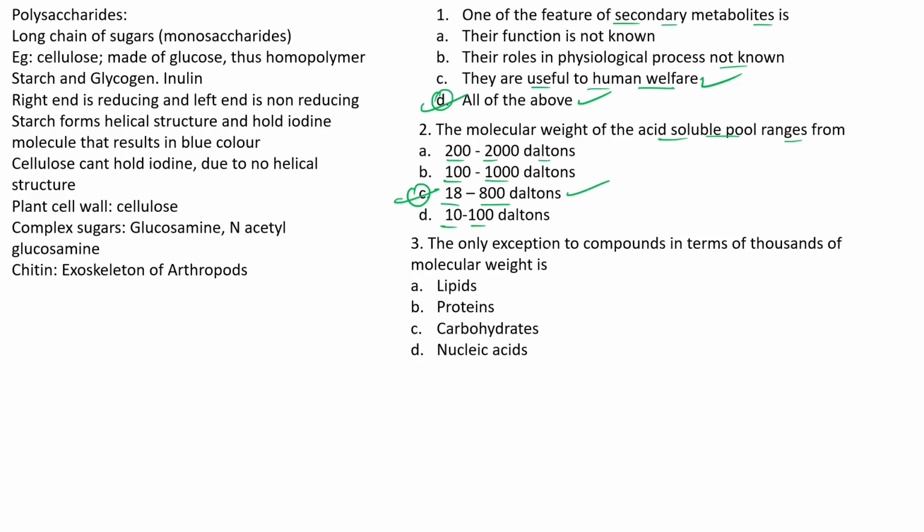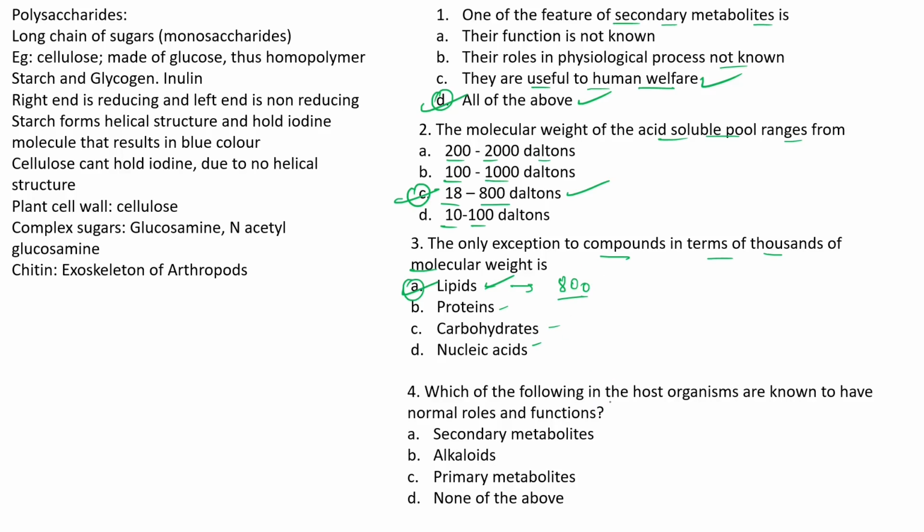Moving on, the only exception to the compounds in terms of thousands of molecular weight, the only exception of the molecule which does not have thousands of molecular weight, but yet we call it a biomacromolecule. That is what the question is, right? Lipids, proteins, carbohydrates, and nucleic acid. We all know it is actually lipids. Its weight does not exceed 800, but yet we call it a biomacromolecule. Hence, it is the exception.